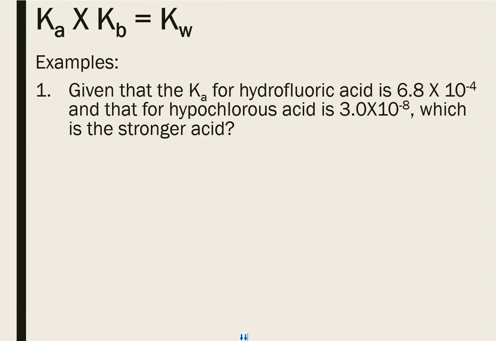But if you have 2 weak acids and you've been given a Ka value, you can figure out which acid is stronger by looking at the larger Ka value. For instance, this is hydrofluoric acid, HF, and its Ka value is 6.8 times 10 to the negative fourth. Then you get hypochlorous acid, HClO, coming from hypochlorite. Its Ka value is 3 times 10 to the negative 8.